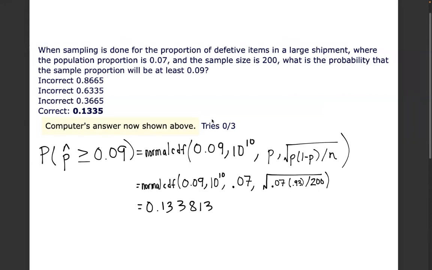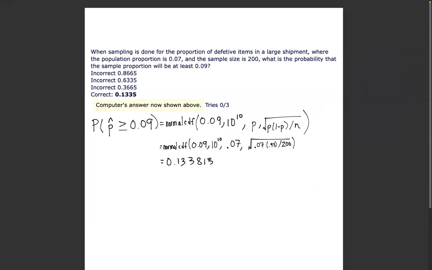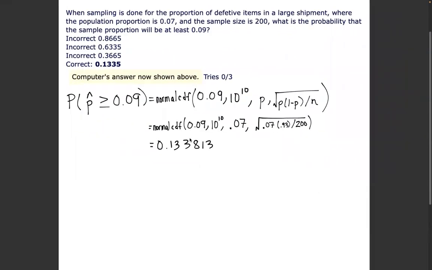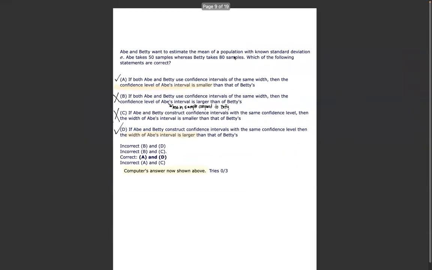So some of the questions that we're about to go over, my rounding is a little bit different, but I think that's because my calculator automatically rounds sometimes more than I want it to. And I haven't figured out how to change that setting.